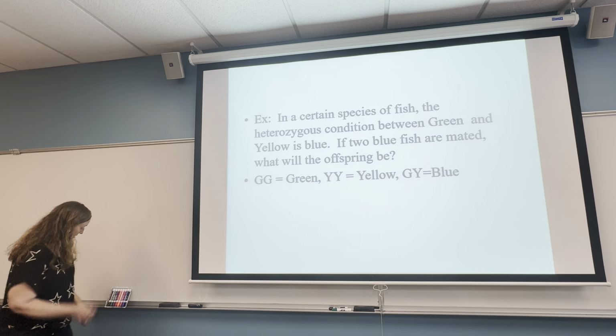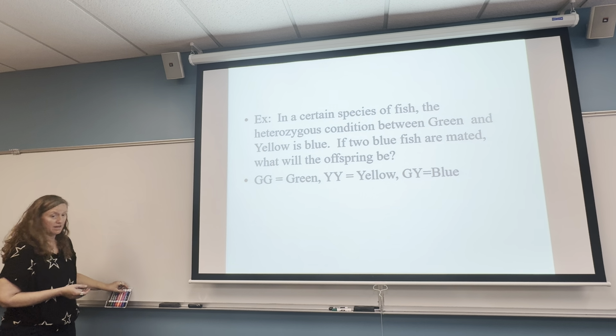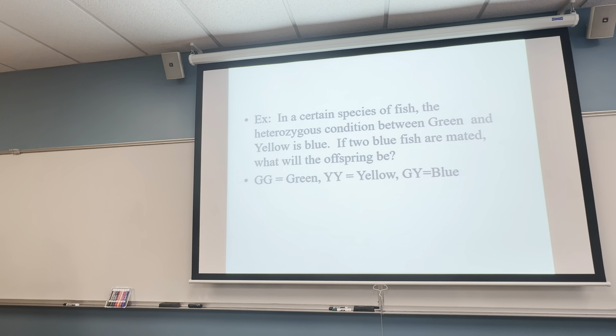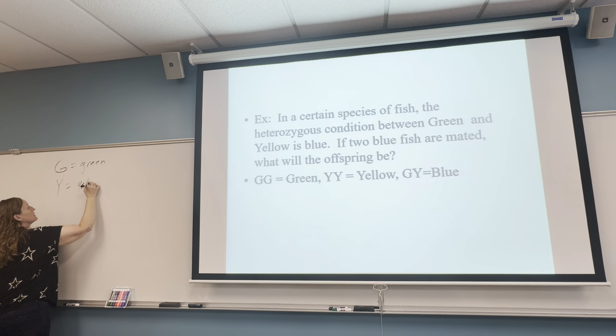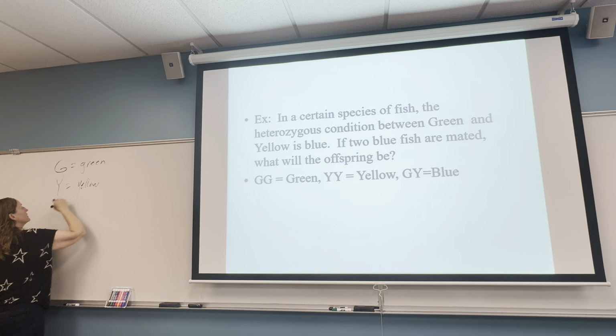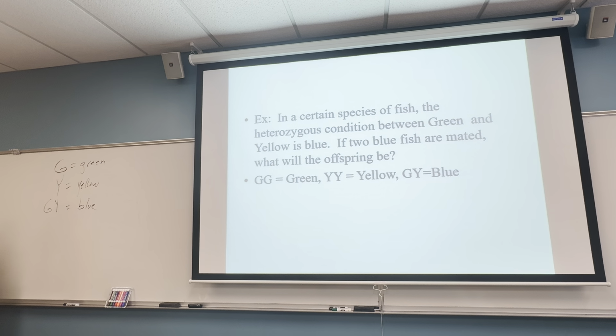Okay, so let's just say, this is totally hypothetical, I made it up, there's a fish, and green and yellow combine together and make blue. So we're going to do capital G is green. And we're going to use just 2 letters, and someone who has both G's will be green, someone who has both Y's will be yellow, and someone who has both a G and a Y is going to be blue.